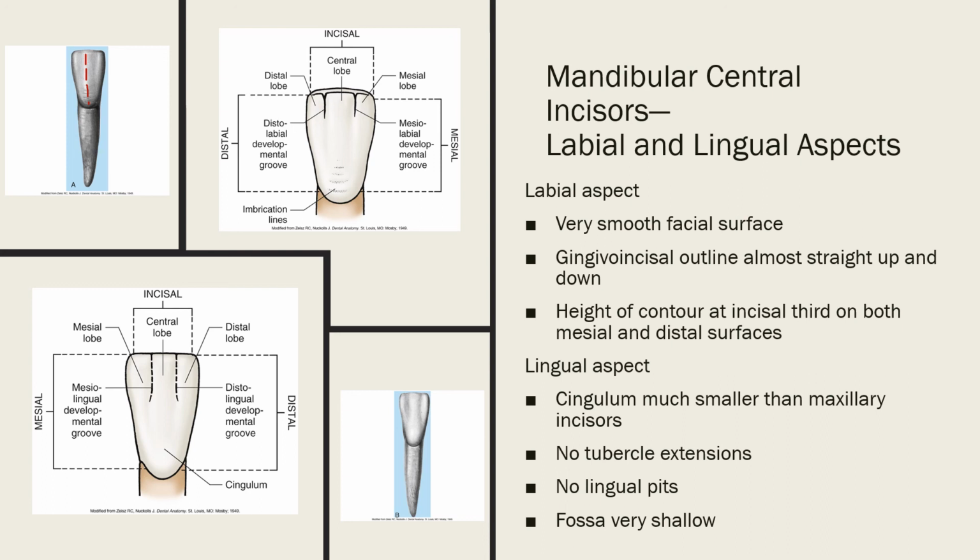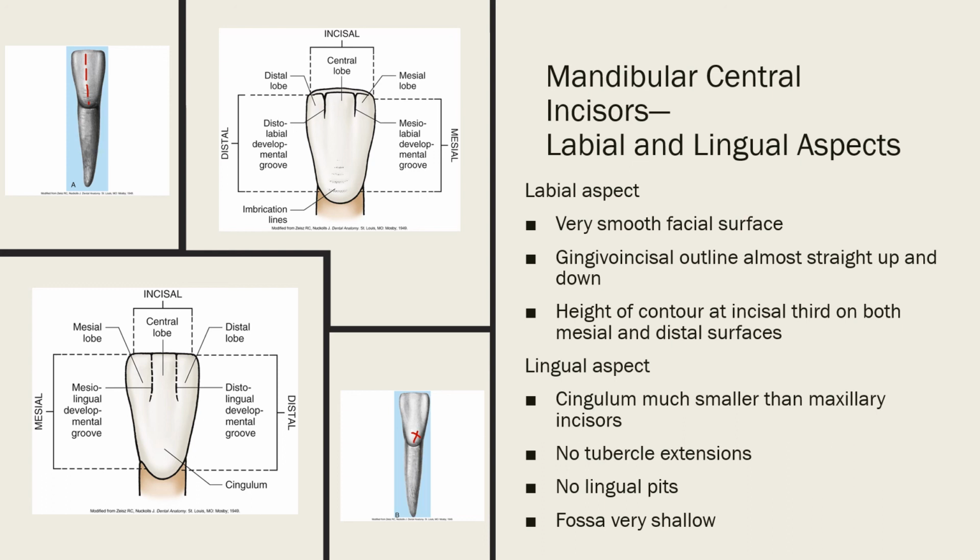All right, and then the lingual aspect, we're going to see the cingulum is much smaller than that of the maxillary incisors. You can see that right here. And there's no tubercle extensions. Those are generally found on the maxillary laterals. There's no pits here, and the fossa is very shallow, hardly any fossa.